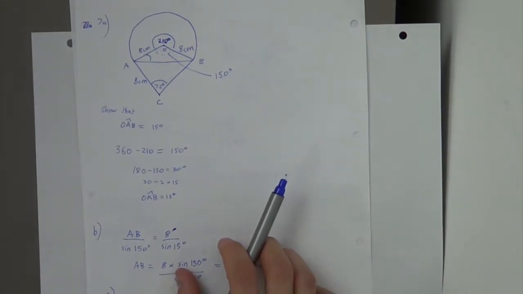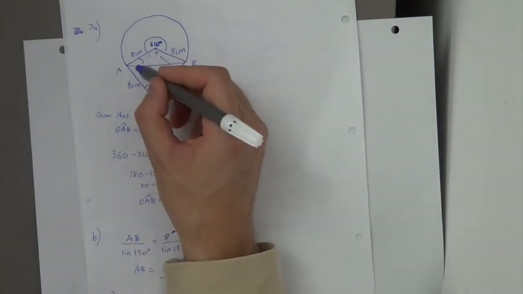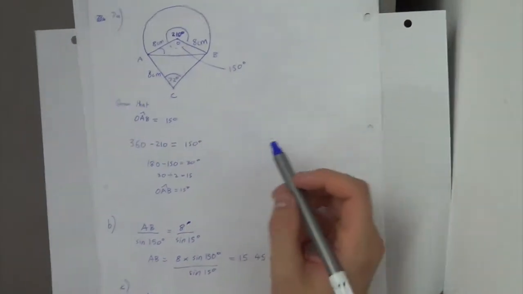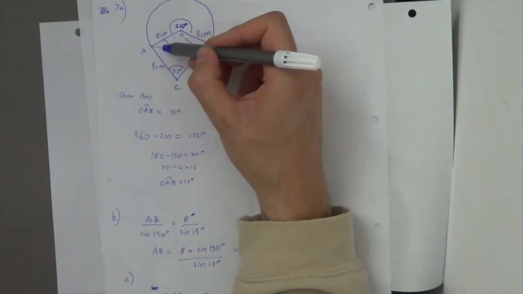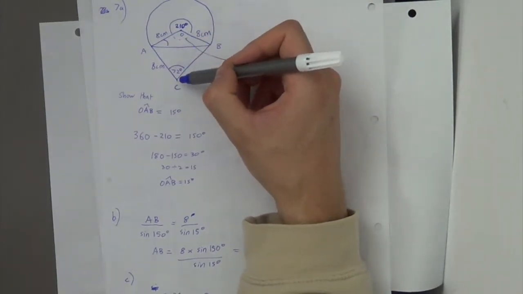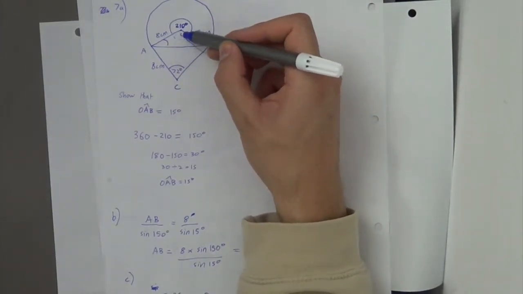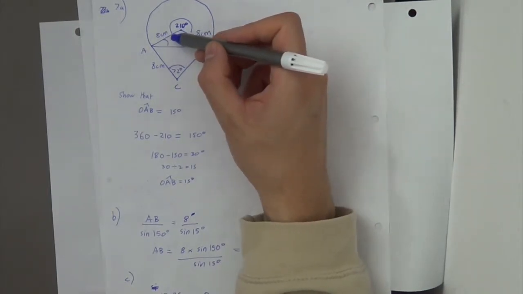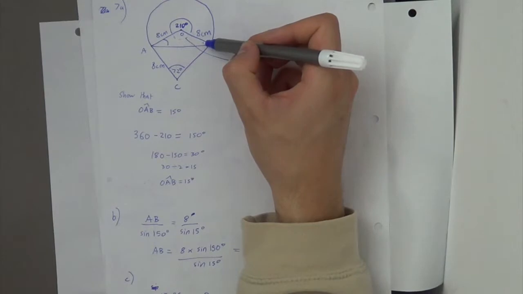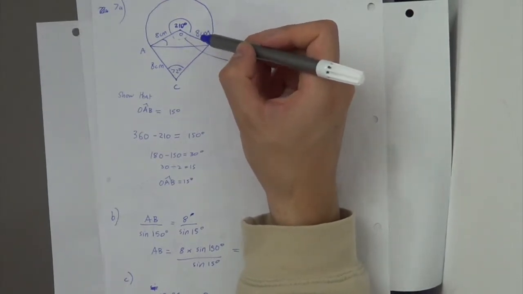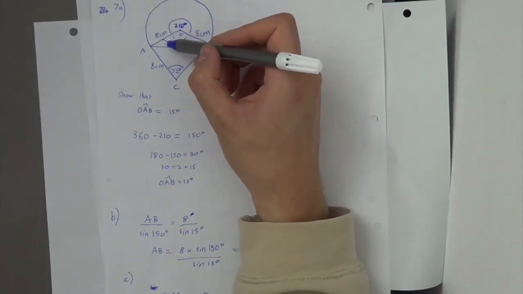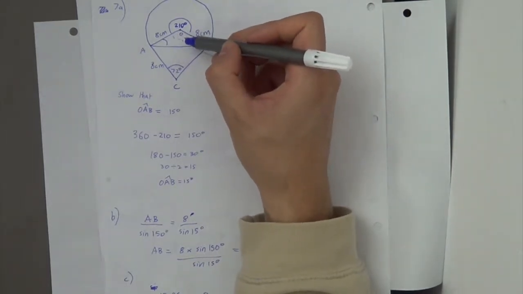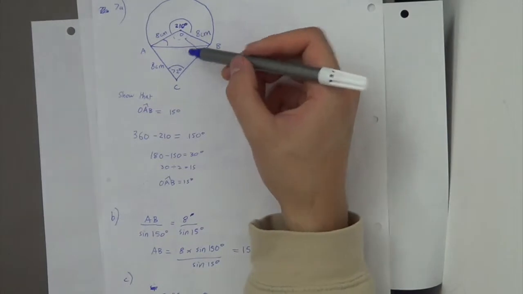Right, next question. It says, calculate the length of the straight line AB. So how do I do this question? I'm going to use the sine rule. What is the sine rule? Basically, this length divided by sine of this angle, which is 150, has to equal this length divided by sine of the angle opposite to it. So you can use a length over the sine of its opposite angle equals another length over the sine of that opposite angle, and you can use that law to find one of the unknowns.